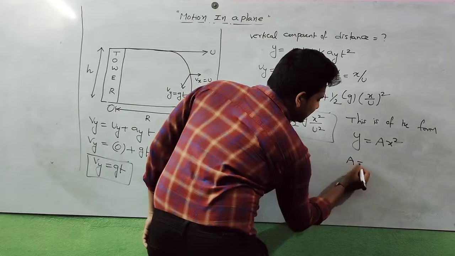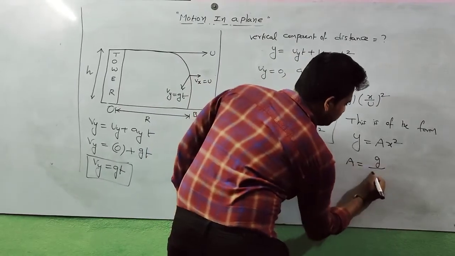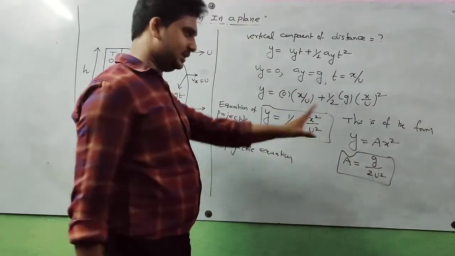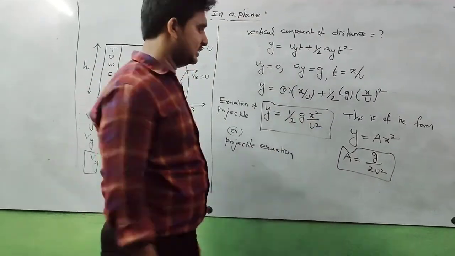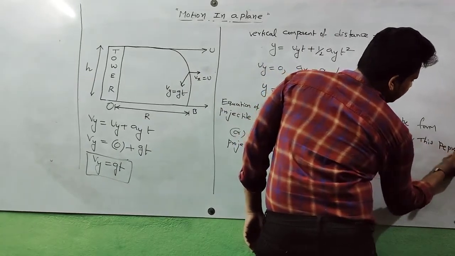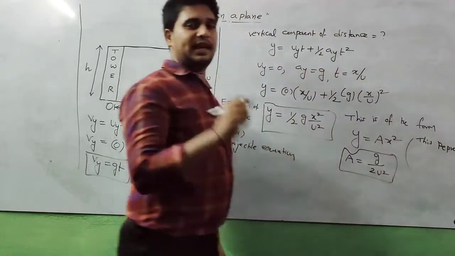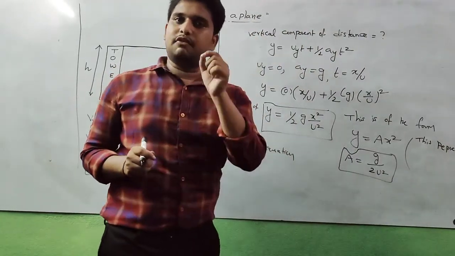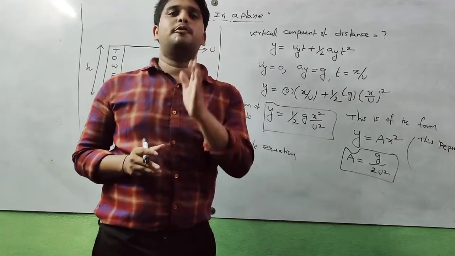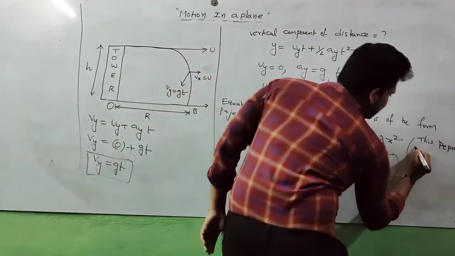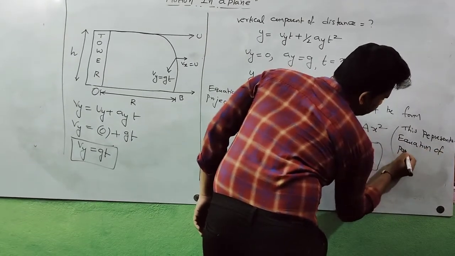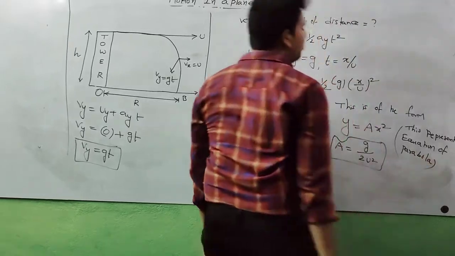That means a means here g by 2u square. So this is y is equal to ax square. If any equation is in the form y is equal to ax square, then that is the equation of a parabola. This represents the equation of a parabola.